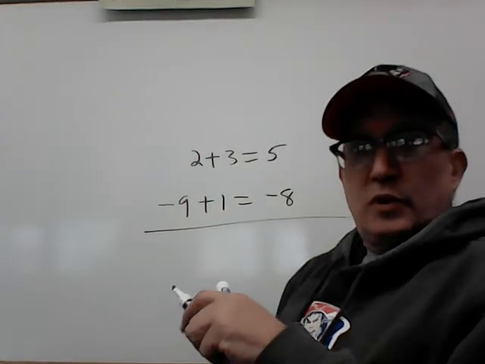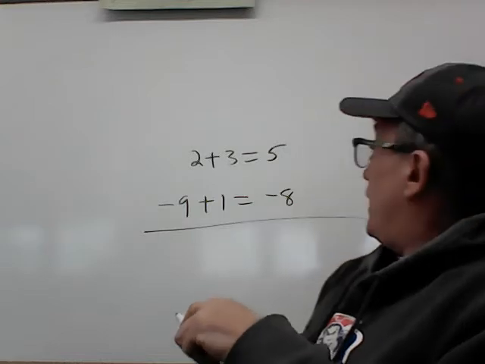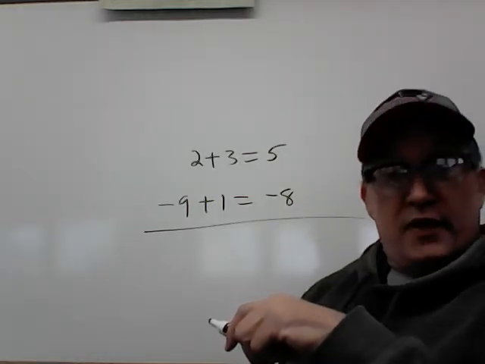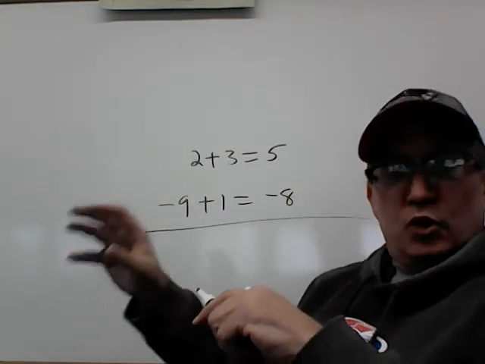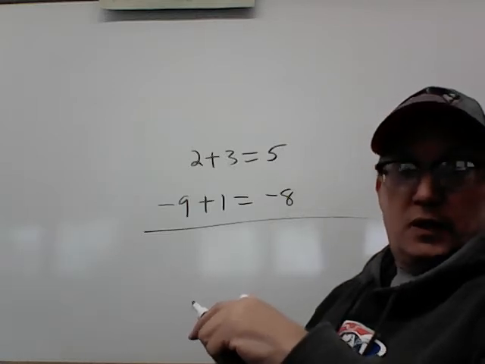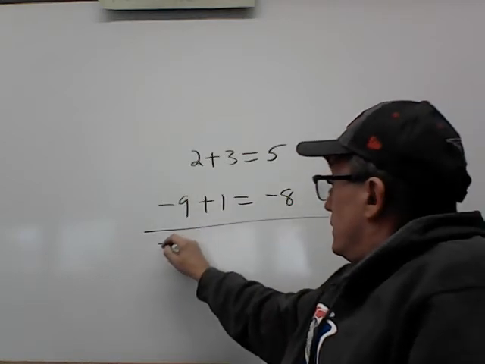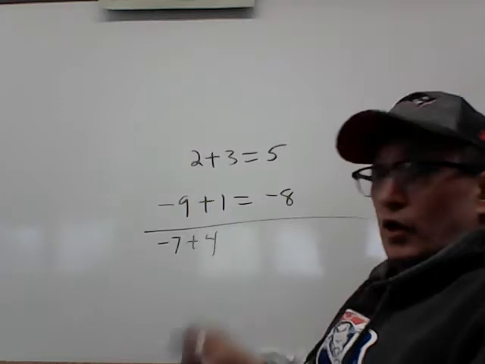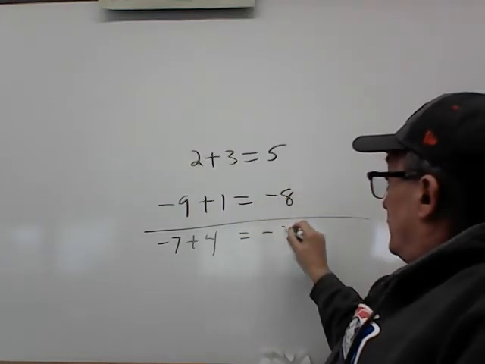Now I have two non-controversial statements on the board, the same 2 plus 3 equals 5, and also negative 9 plus 1 equals negative 8. What would happen if we were to add the two left sides and add the two right sides? We'll do it term by term. 2 plus negative 9 is negative 7. 3 plus 1 is 4. And on the right side, 5 plus negative 8 is negative 3.